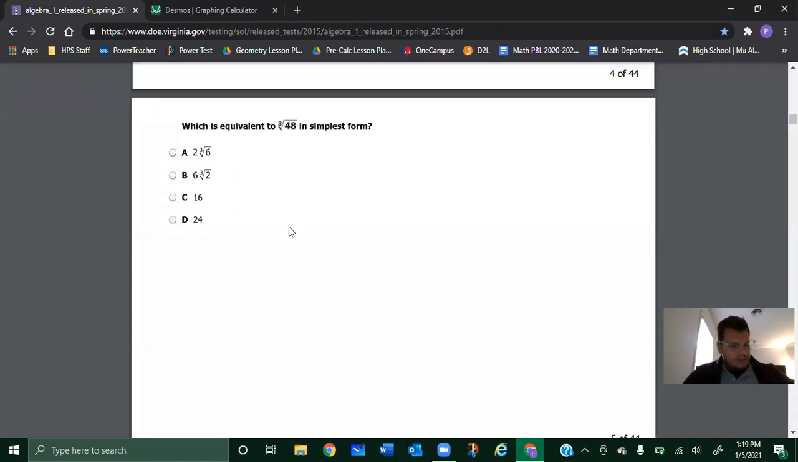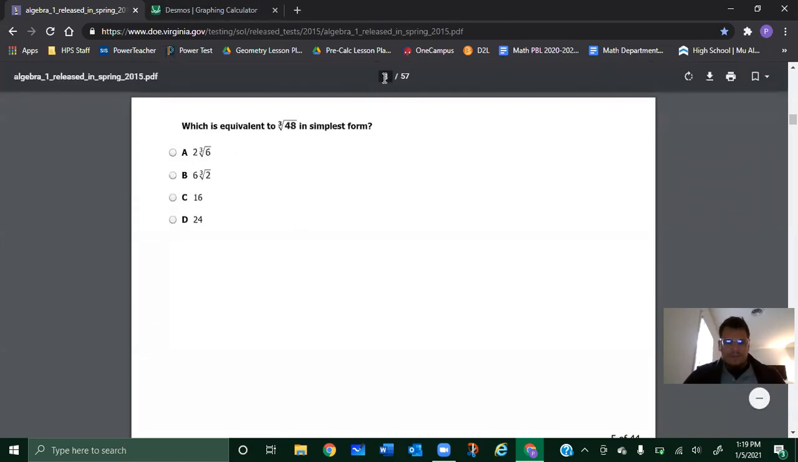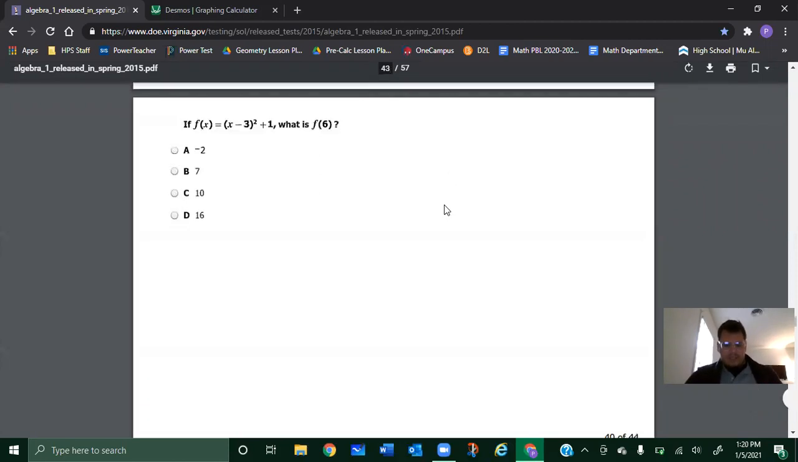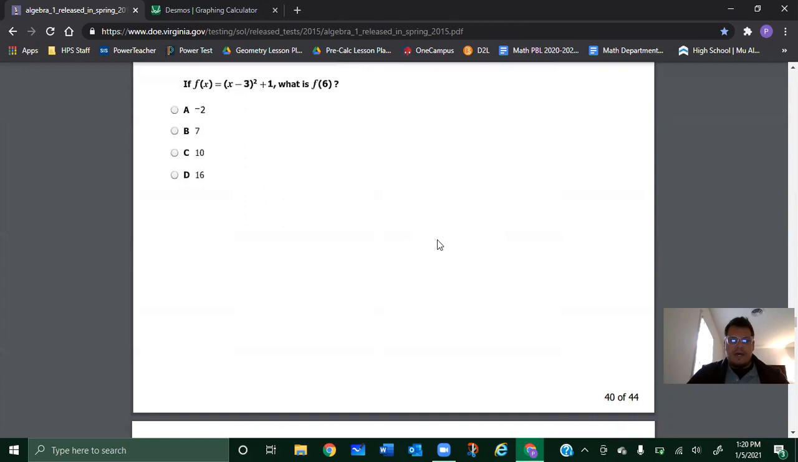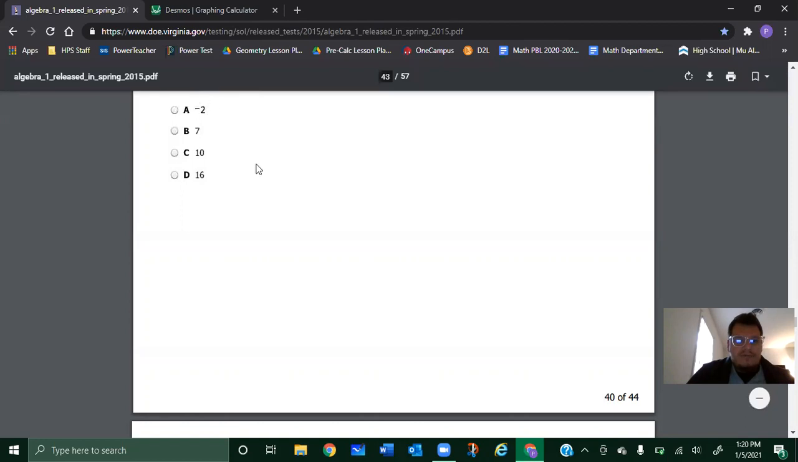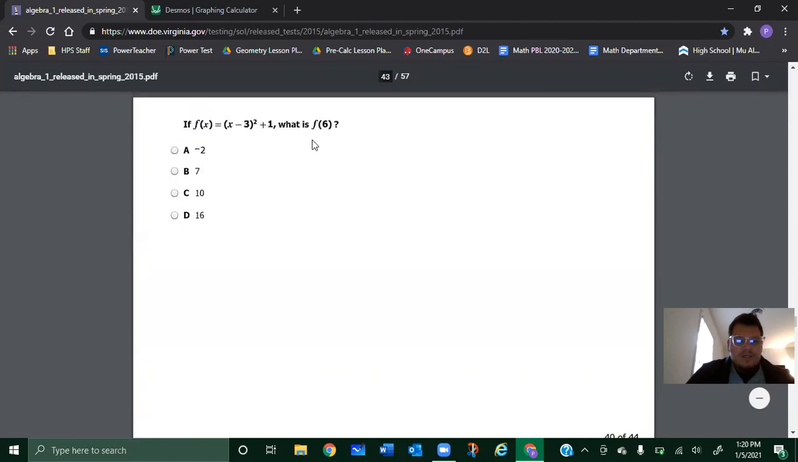We're going to do about 2 or 3 more. These are a little different. These are just plugging in, but I wanted to show you how they might look different. So it says if f of x equals the quantity of x minus 3 squared plus 1, what is f of 6? Some of you might be saying, what does that even mean? Well, that's the reason, and we talked about it in the last video. Why is it f of x? Well, this is why. It shows you what they want x to be. F of what? Oh, they want x to be 6.